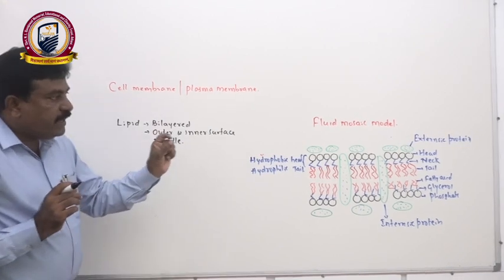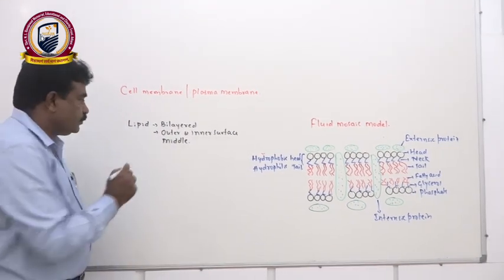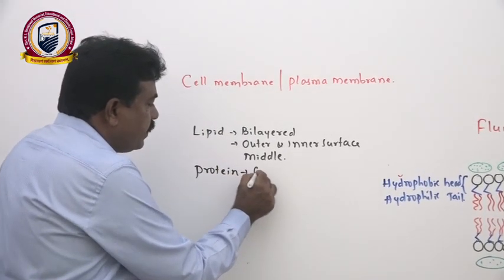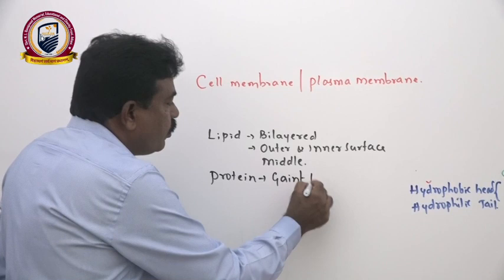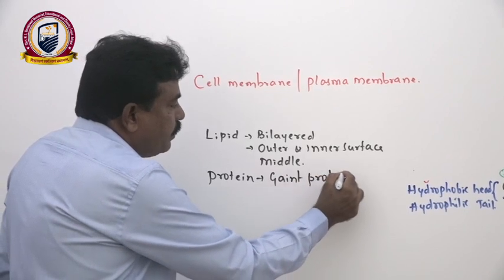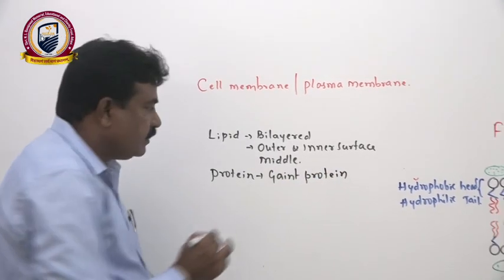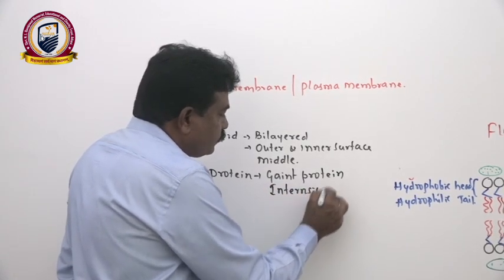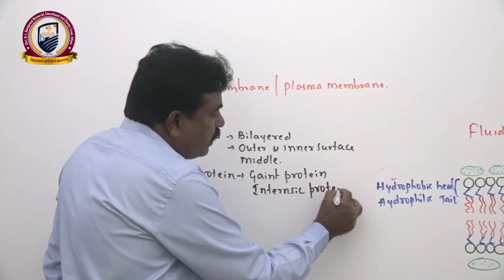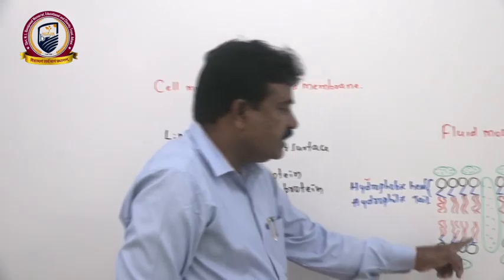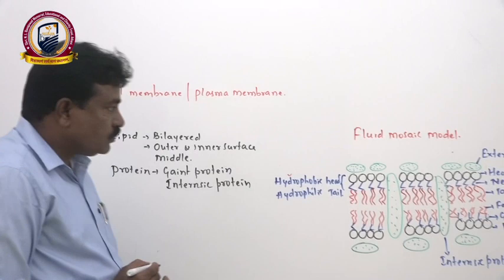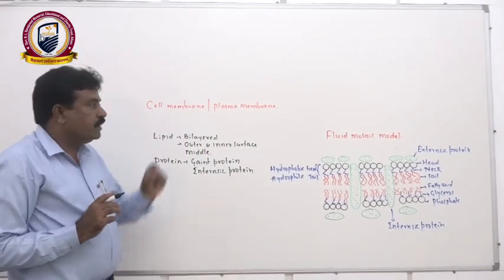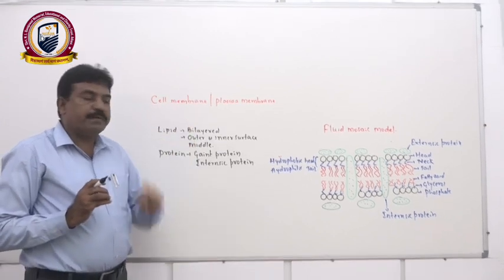Then this lipid bilayer is not continuous. Here and there is a gap. In that gap, a giant protein molecule is present. That big protein molecule is what we call the intrinsic protein, which is generally larger in size. Hence, the plasma membrane shows a mosaic appearance.